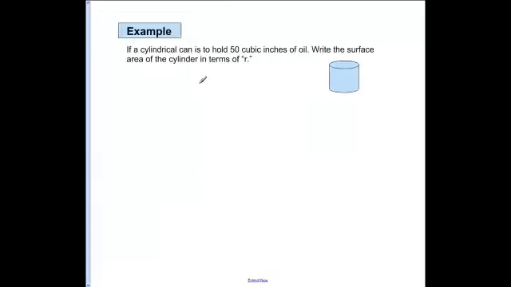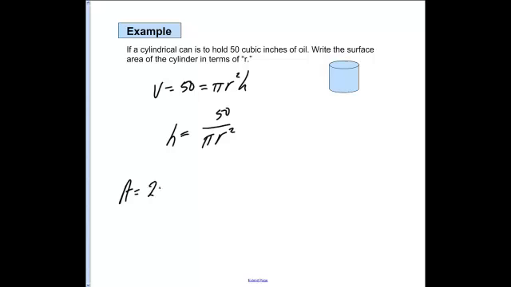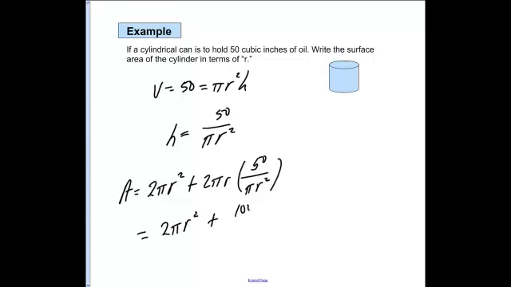So we have a cylinder can that can hold 50 cubic inches of oil, so that's going to be V, and V is equal to pi r squared H. So we solve this in terms of H, which means we divide both sides by pi r squared. Now we substitute back into 2 pi r squared plus 2 pi r H, and we substitute 50 over pi r squared for H. And we solve that, simplified, we have 2 pi r squared plus 100 over r. So that's the area in terms of the radius, in terms of r.